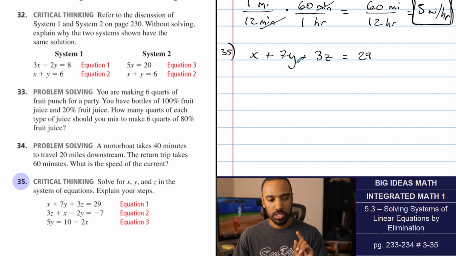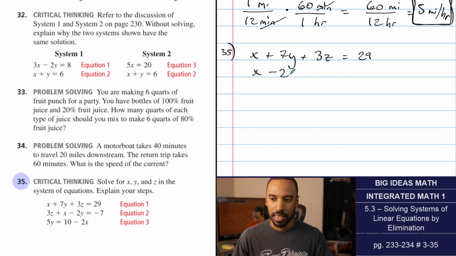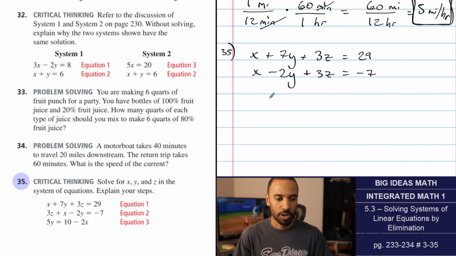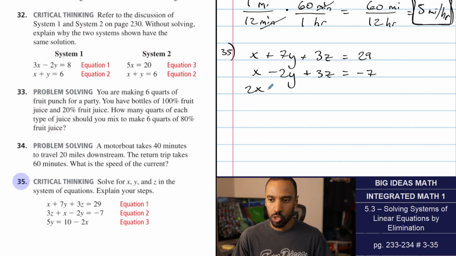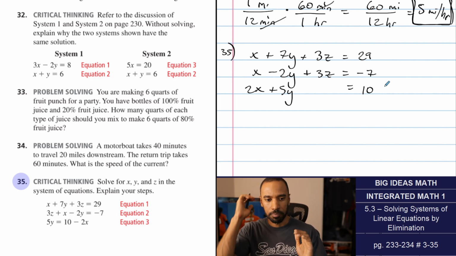Now, the next equation says 3z plus x minus 2y. Guys, I'm going to rewrite this to have the x first, and then negative 2y, and then plus 3z equals negative 7. Just put them in order. And I'm already going to add, if you don't mind, the 2x over, to get 2x plus 5y equals, and here you have 10. So I added the 2x over, kind of getting them rewritten.